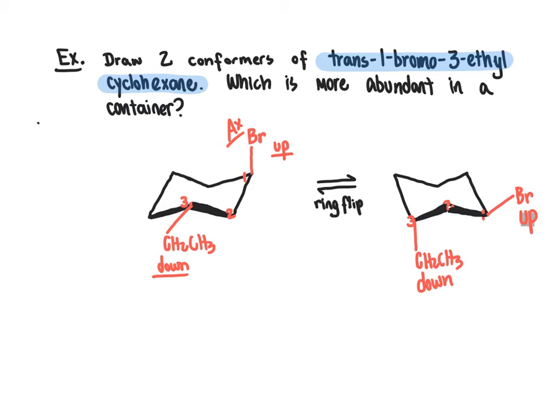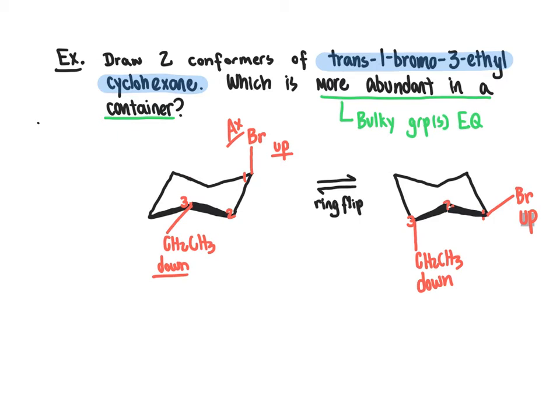Now we ask the question, which of these is more abundant in a container? In order to assess which is more abundant in a container, we keep in mind that the favorable conformation is going to be the one that has the bulkiest group or groups in equatorial positions. So for more abundant, we want to put bulky groups equatorial because that gives them more room to roam. Looking at these, we would expect the ethyl group to be bulkier than a bromine atom because a bromine atom is just one atom. The ethyl group is multiple carbon atoms, which are relatively large. So we want to make sure that that ethyl group is equatorial.